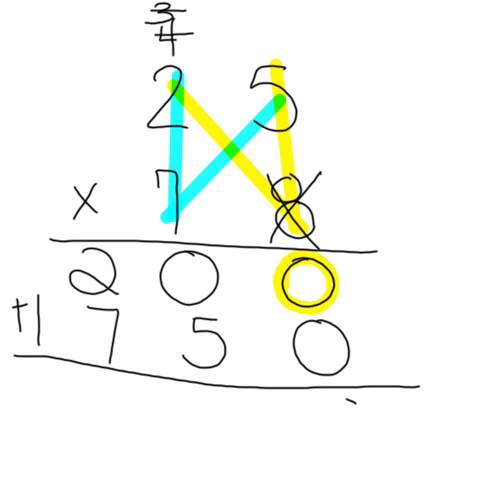0 plus 0 is 0. 0 plus 5 is 5. 2 plus 7 is 9. And 0 plus 1 is 1. So our answer is 1,950.